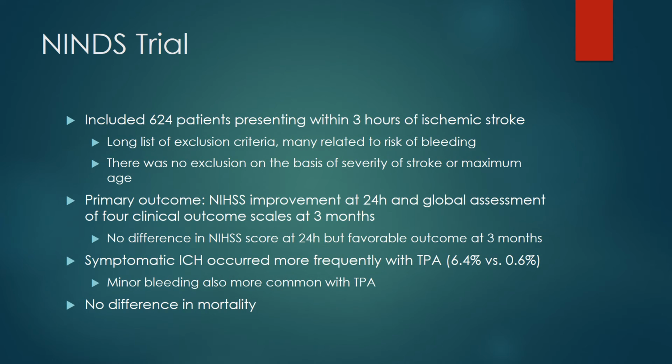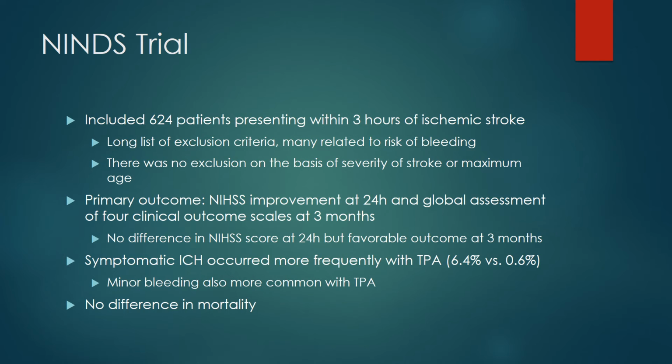The first trial I'll talk about is the NINDS Trial. This was really the first landmark trial to get TPA approved for ischemic stroke patients. This included 624 patients presenting within 3 hours of those ischemic stroke symptoms. There was a long list of exclusion criteria, and many were related to the risk of bleeding, since TPA can increase that risk of bleeding as well. There was no exclusion on the basis of severity of NIHSS score or any age exclusions at all.